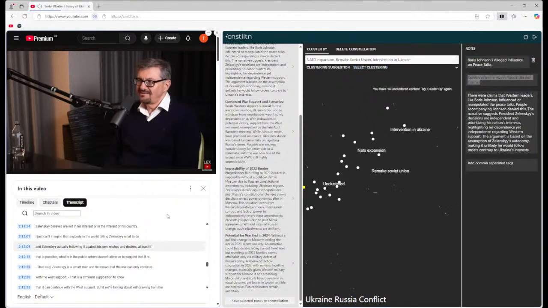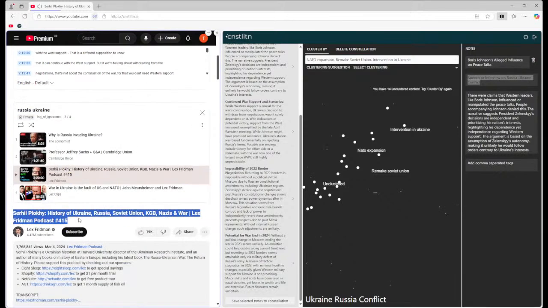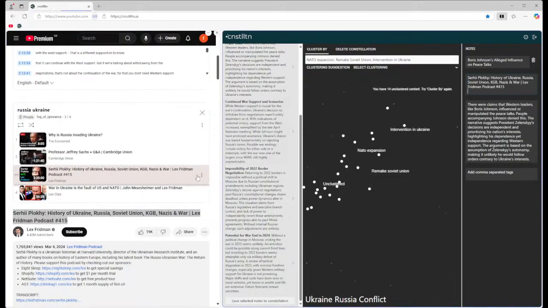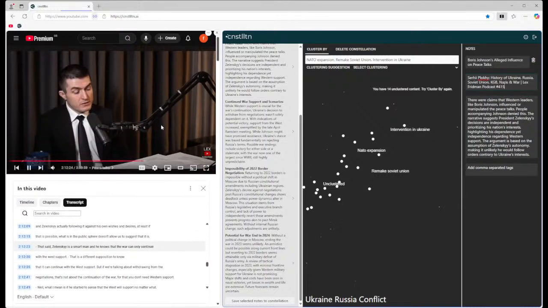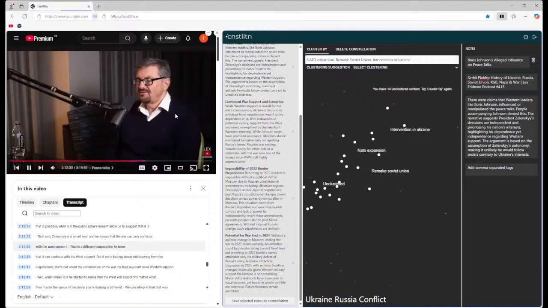And desires, at least if that is possible, what is in the public sphere doesn't allow us to suggest that it is. That said, Zelensky is a smart man, and he knows that the war can only continue with the West's support. That is a different supposition to know that it can continue with the West's support, but if we are talking about withdrawing from the negotiations, that's not about the continuation of the war. For that you don't need Western support.